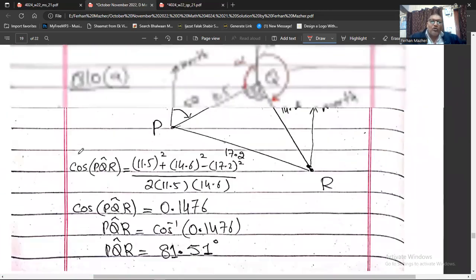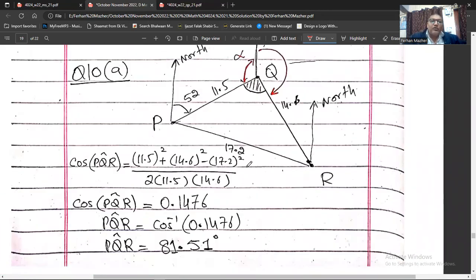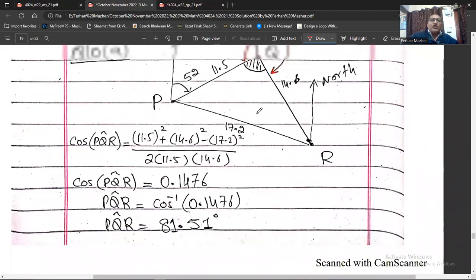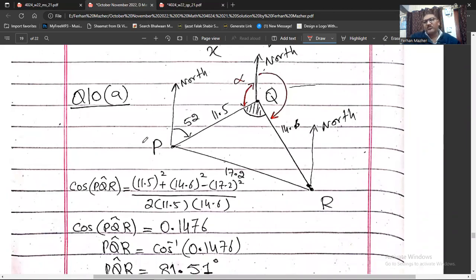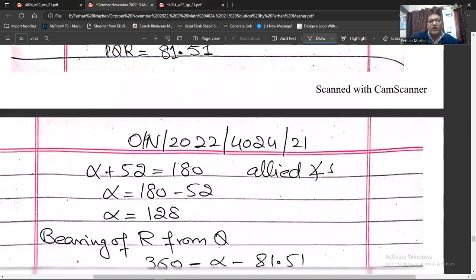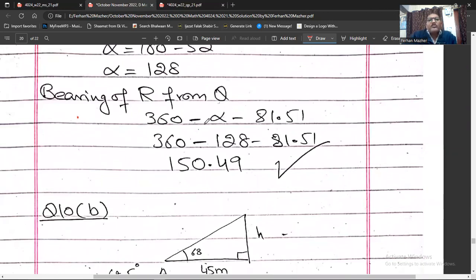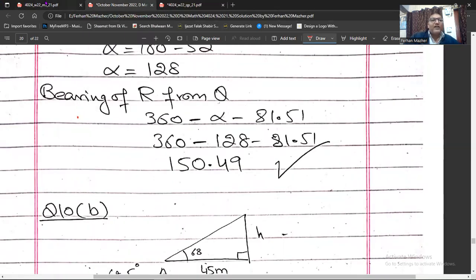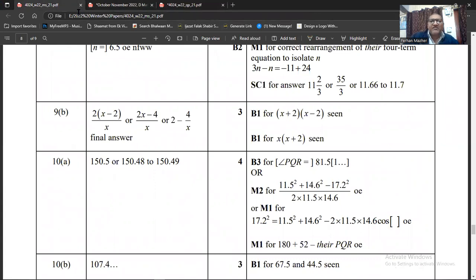So now I know that this is 81.5, and I know this is 128. If I want to find this, that will be 360 minus 128 minus 81.51, and that will be 150.49. So the bearing of R from Q will be 150.49, which is something like 150.5.